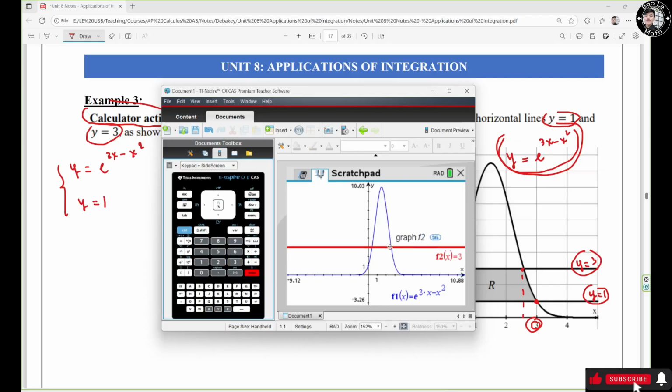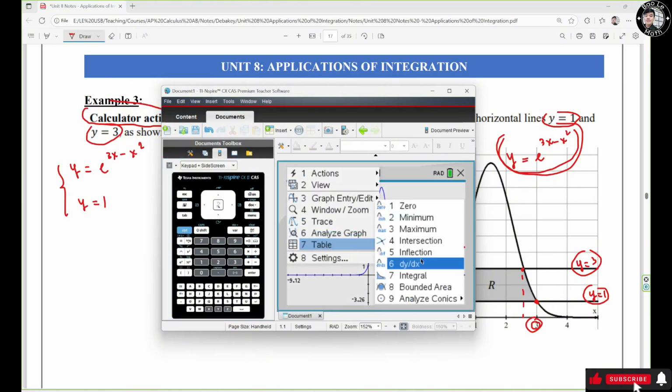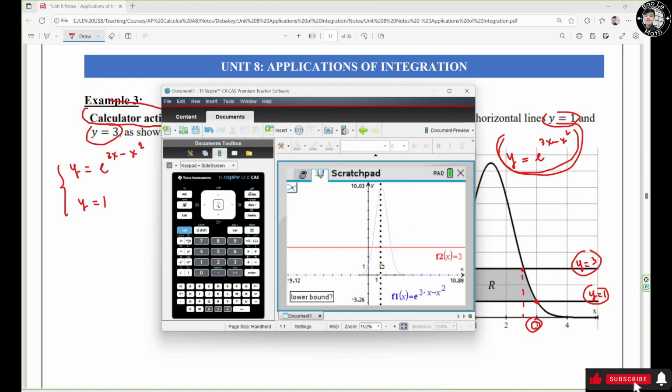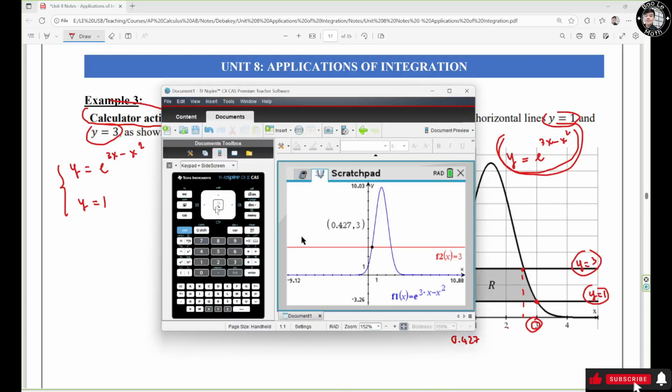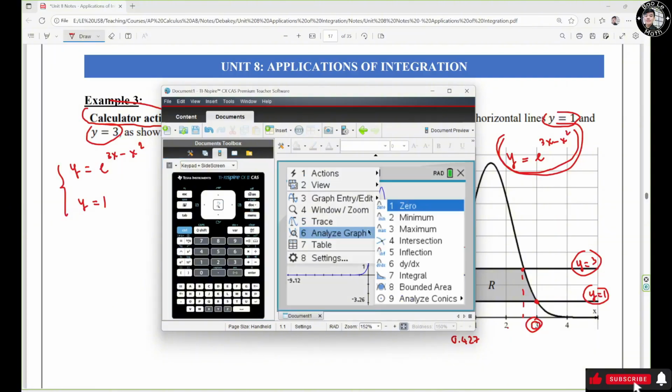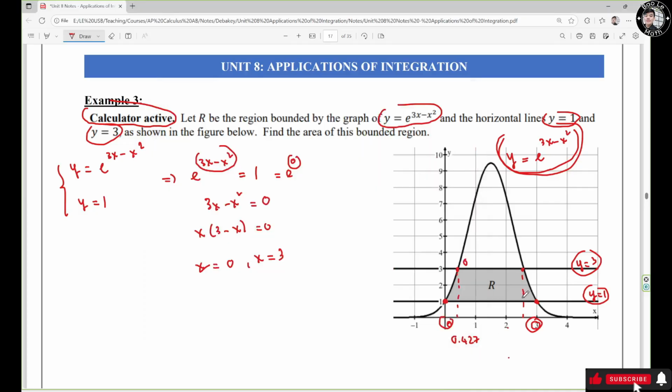Now I need to find the intersection right here, so I hit menu, analyze graph, intersection, go to the left, go to the right. It's going to be 0.427. Now for the second one, hit menu, analyze graph, intersection, go to the left, go to the right. It's going to be 2.57.